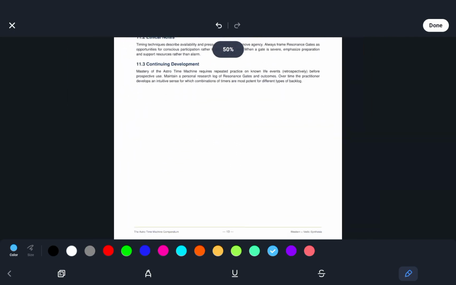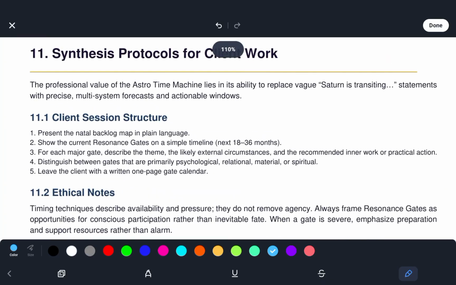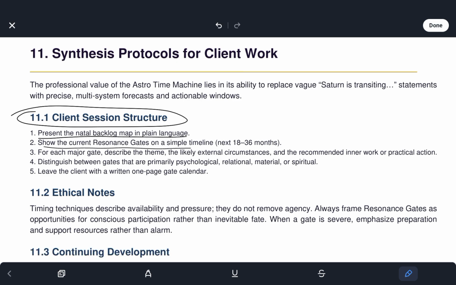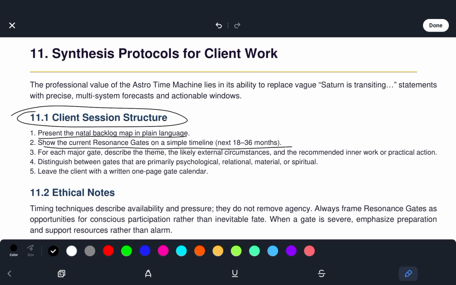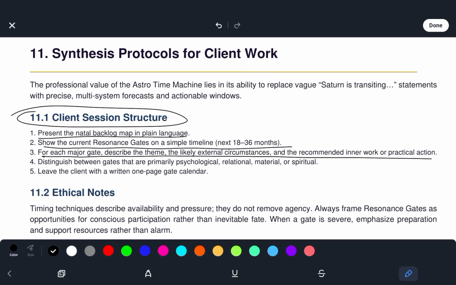And onto the synthesis protocols for client work. So, client session structure. Present the natal backlog map in plain language. Show the current resonance gates on a simple timeline, next 18 to 36 months. For each major gate, describe the theme, the likely external circumstances, and the recommended inner work or practical action. Distinguish between gates that are primarily psychological, relational, material, or spiritual, and leave the client with a written one-page gate calendar.